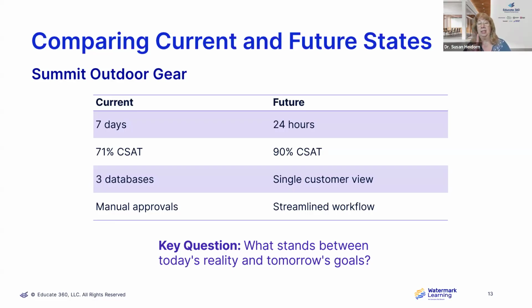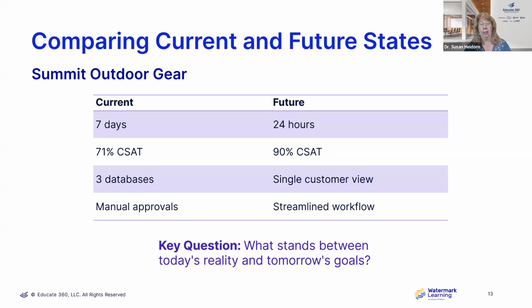So the key question is, as you do gap analysis, what stands between today's reality and tomorrow's goals? And so if you can document this, it's like, here's where we are and here's where you want to go. To be able to understand, okay, we've got that current state to future state. There's a gap, obviously, with 7 days instead of 24, a huge gap. Now, what do we do?